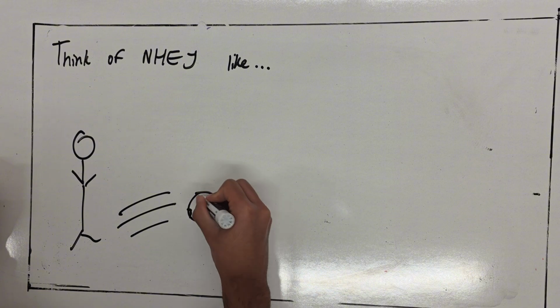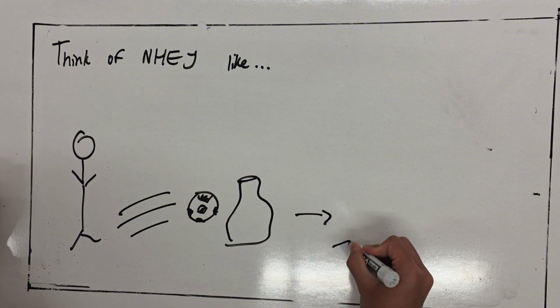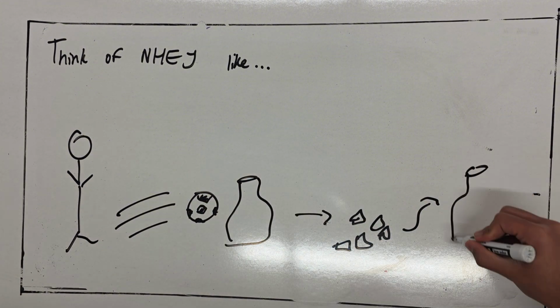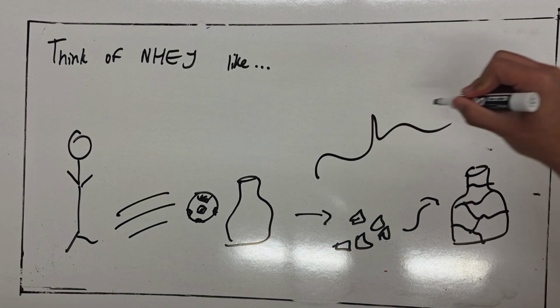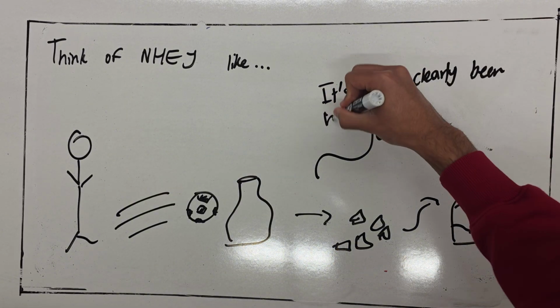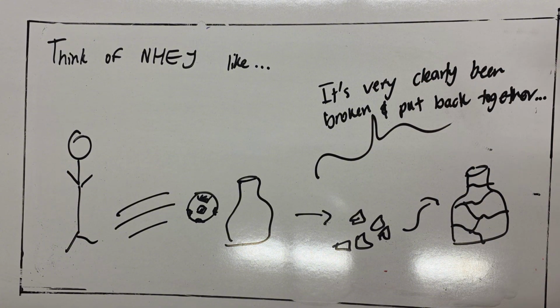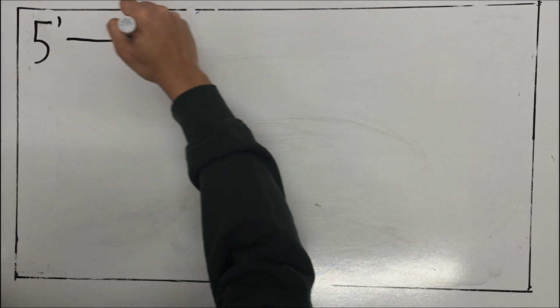Let's think of NHEJ as kicking a soccer ball into your mom's vase. You can tell it's been broken and put back together, but it's not a really good job. Similarly, NHEJ shows where it's been broken and put back together.